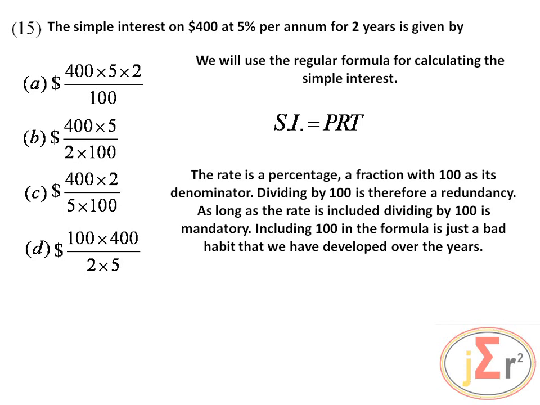because rate is a fraction, which is a percentage, a fraction whose denominator is 100. So by putting in the rate, we will place that number 5 over 100 when we do the substitution. Placing this over 100 is a bad habit that we have developed over the years. So all we need to do is principal multiplied by rate multiplied by time. Rate is actually 5 over 100.